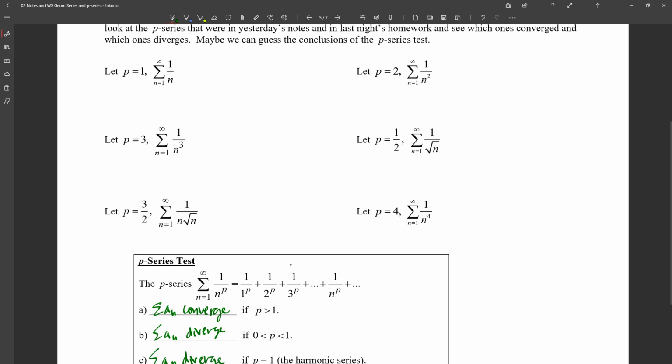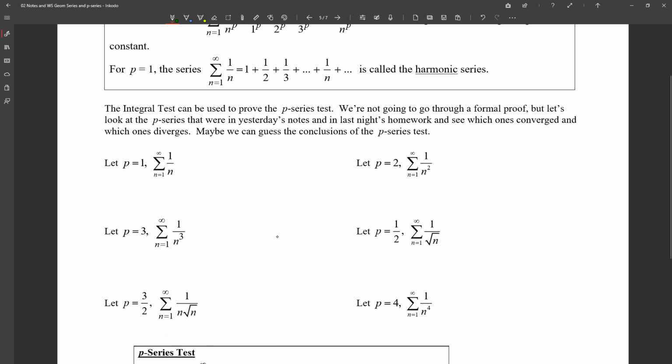But what I want to do up here is actually show you where it came from. So where did it come from? It came from the integral test, which is where you take the integral of 1 over x from 1 to infinity. Okay, you just transfer this into a function with an integral. And if you do that, if this integral converges, then the series converges. If this integral diverges, then the series diverges. And it only works if this function here is continuous, positive, and decreasing.